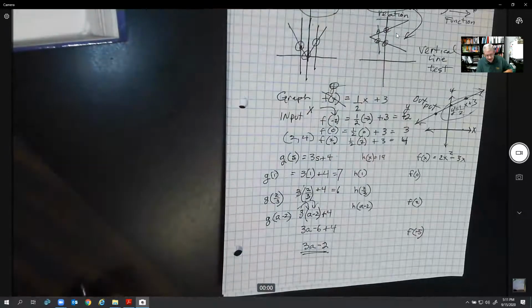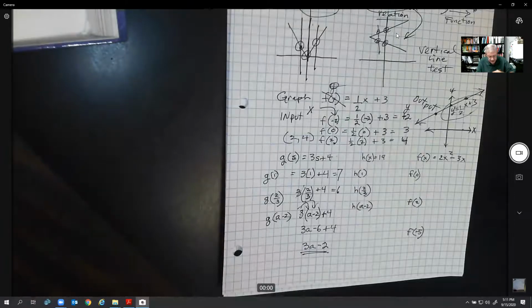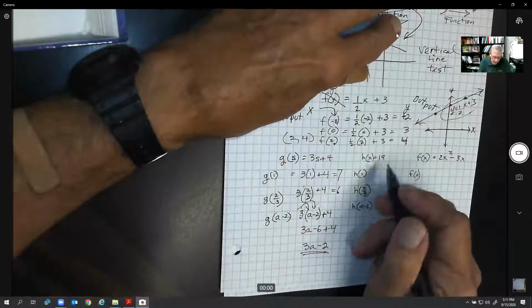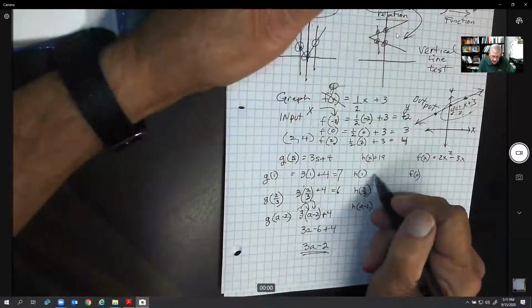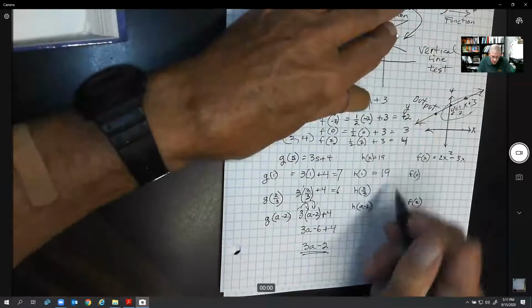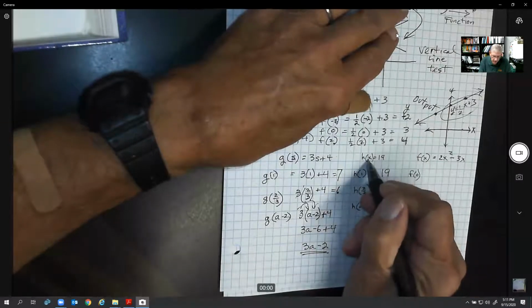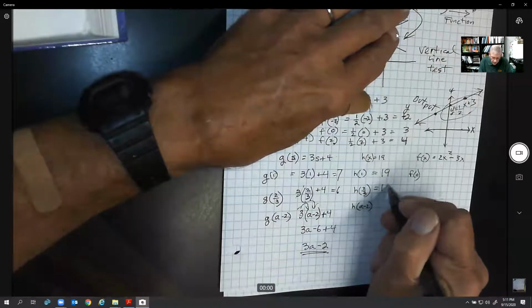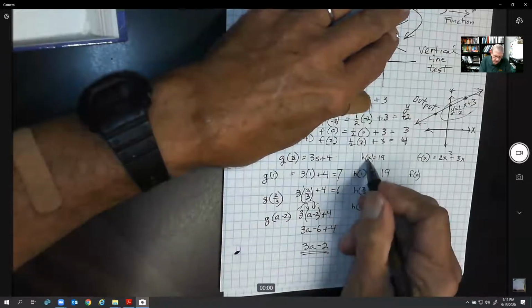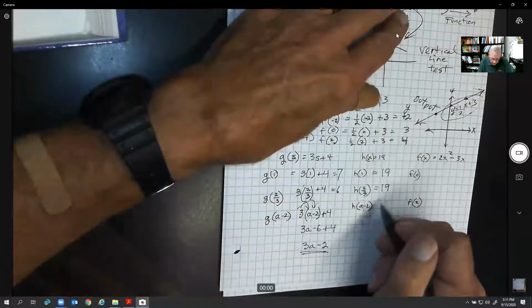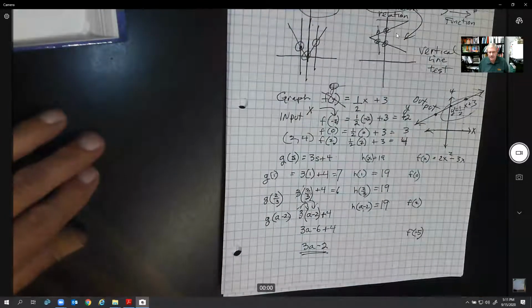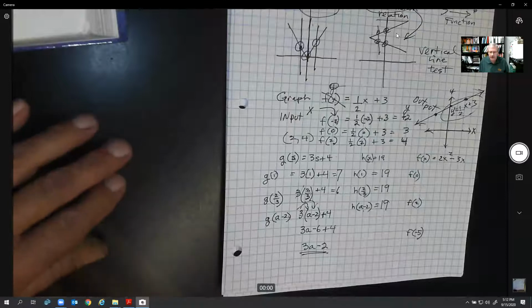Okay, how about this next one? Kind of weird. H of x equals 19. When I put a 1 in here, what do I get? I get 19. When I put a 2/3 in here, what do I get? 19. When I put an a minus 2, doesn't matter what I put in here, it's saying you always get a 19. So we could have one like that. That's a little bit on the weird side.